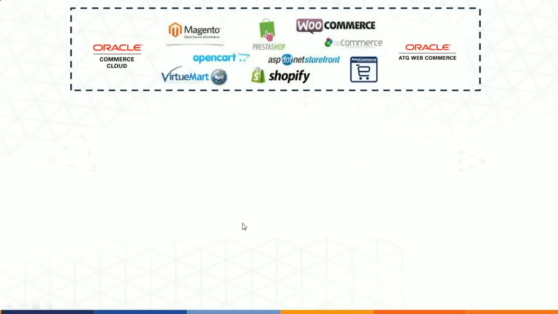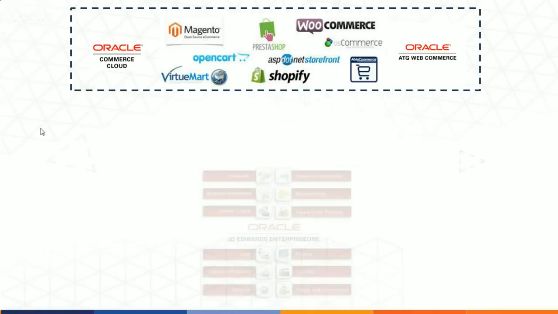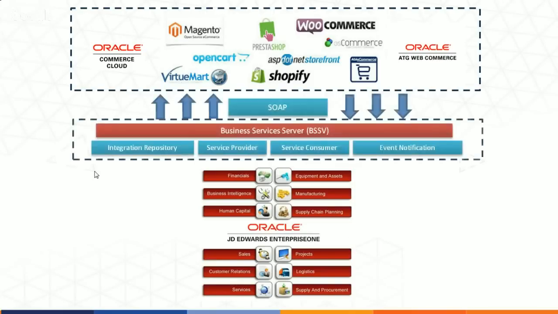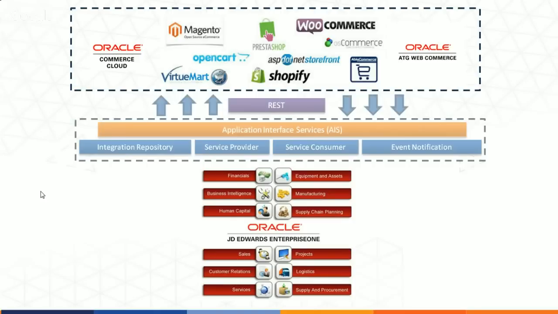What is the scenario there? You've got different open source and different enterprise-grade e-commerce systems that are deployed within your shops. You would, again, need to integrate your enterprise server with that. You can use either SOAP using business services, or you could use REST using application interface services.